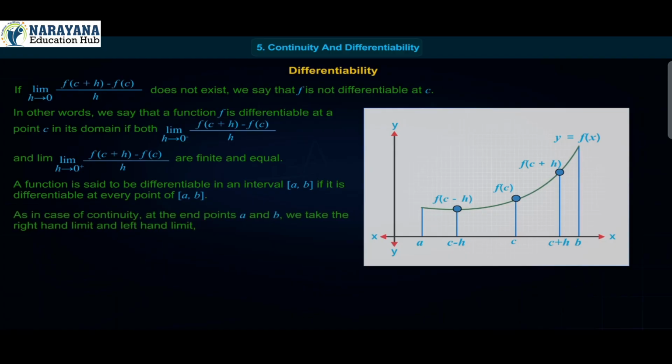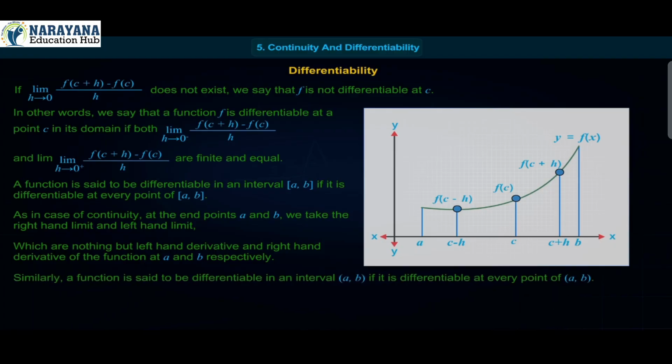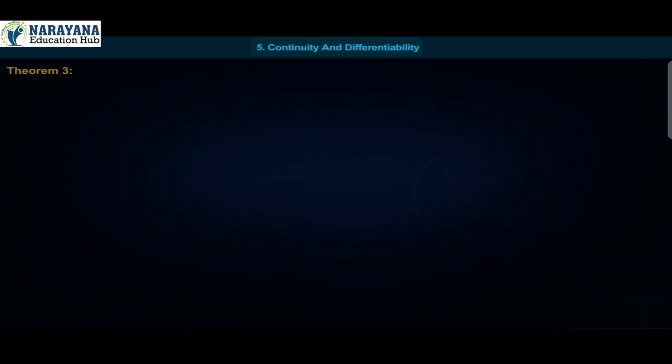As in the case of continuity, at the endpoints a and b, we take the right hand limit and left hand limit, which are nothing but the right hand derivative and left hand derivative of the function at a and b respectively. Similarly, a function is said to be differentiable in an open interval (a, b) if it is differentiable at every point of the open interval (a, b).